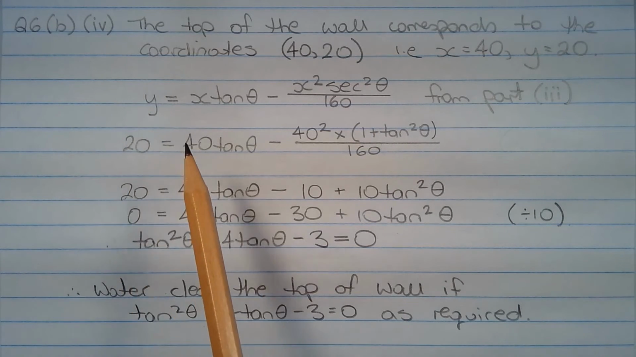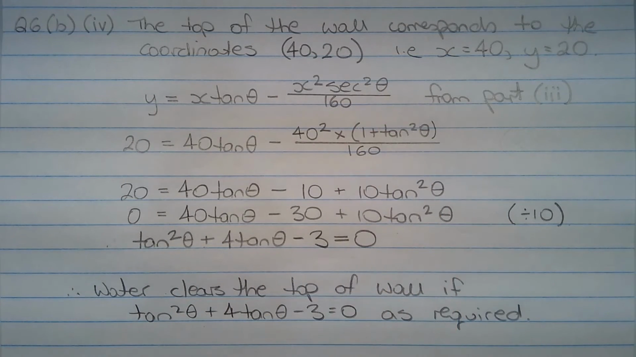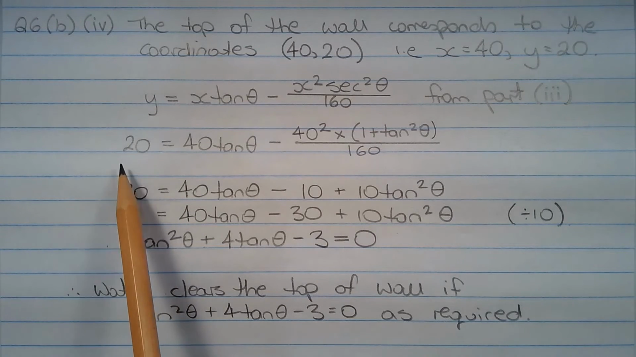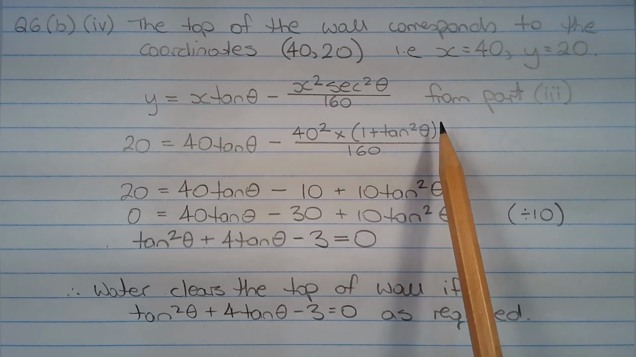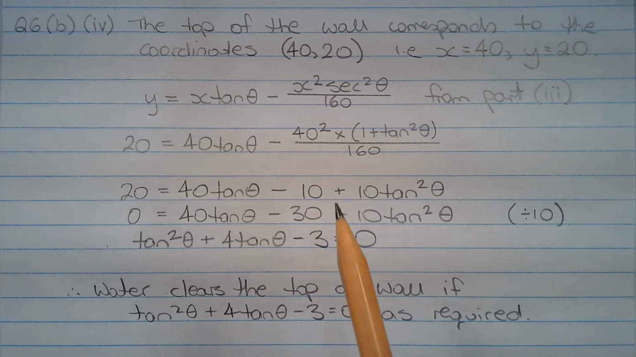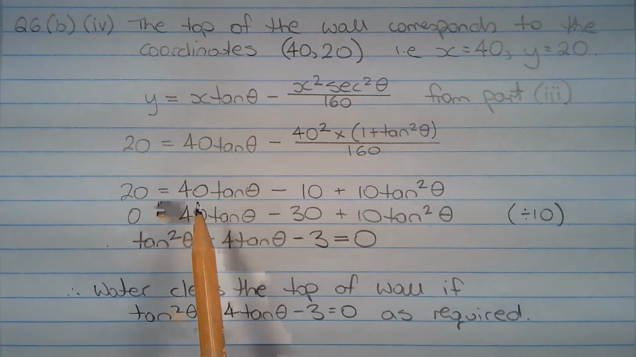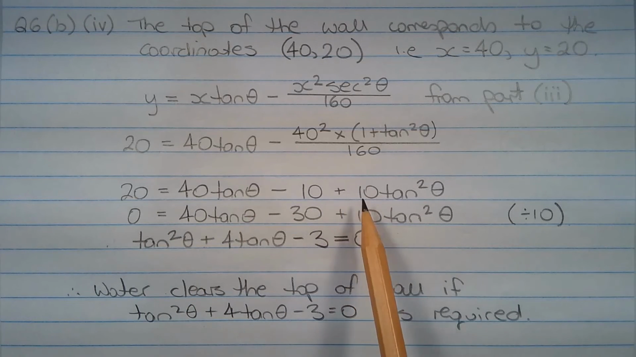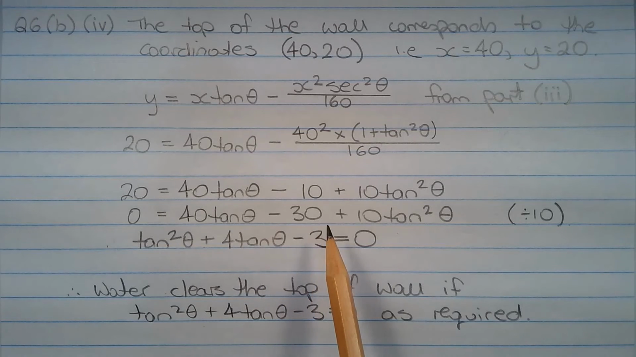Substituting 20 for y and 40 for x into this Cartesian equation and expressing sec squared theta in terms of tan squared theta using an appropriate Pythagorean identity, the equation becomes 20 equals 40 tan theta minus 40 squared times 1 plus tan squared theta over 160. Now 40 squared over 160 is equal to 10. So expanding the brackets, the equation becomes 20 equals 40 tan theta minus 10 plus 10 tan squared theta. Subtracting 20 from both sides, we get 0 is equal to 40 tan theta minus 30 plus 10 tan squared theta.